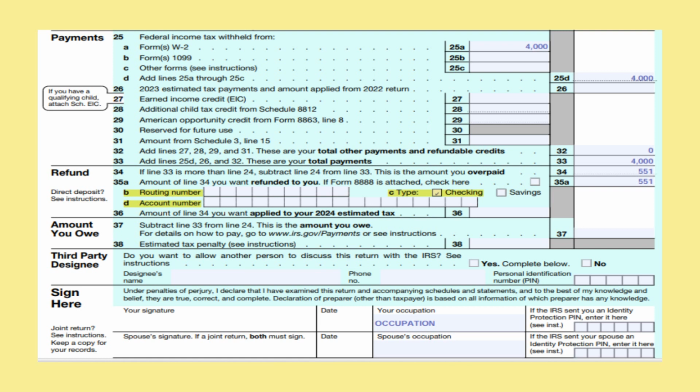If you don't want it directly deposited, cross off lines 35B and D, and the IRS will send you a check. Make sure to sign, date, and put your occupation at the bottom of the form.